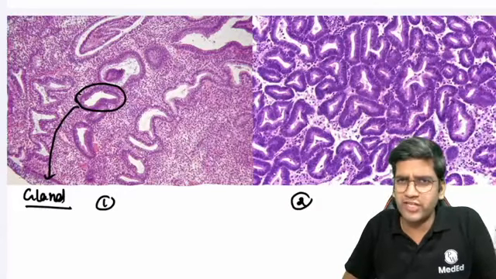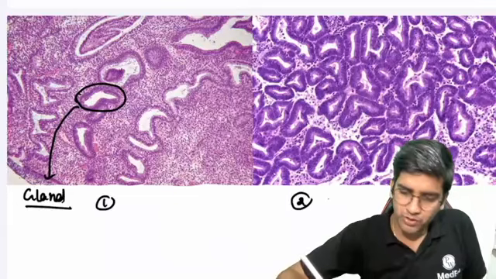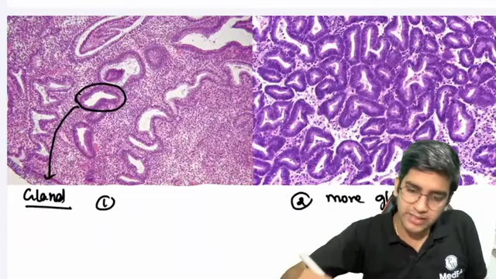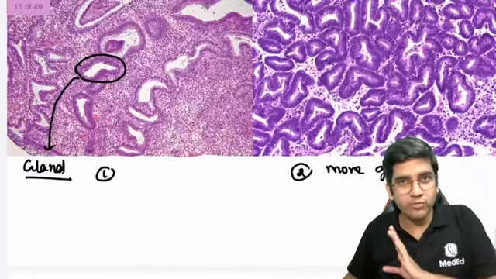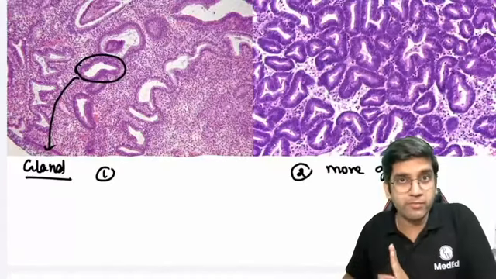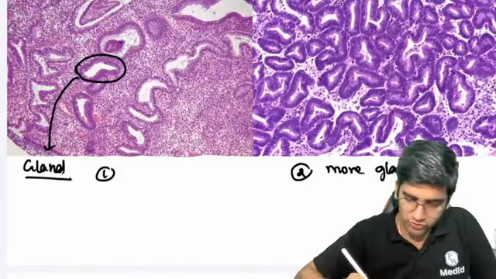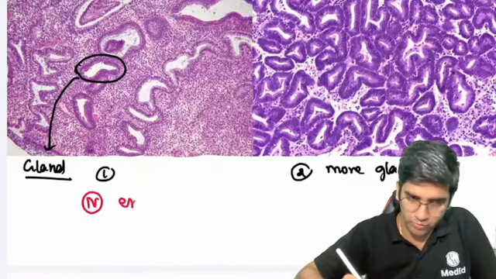Which has more glands? It's a very simple question. Obviously, 2 has more glands, right? When 2 has more glands, if this is from endometrium, can I call the second image hyperplastic endometrium? That's all.